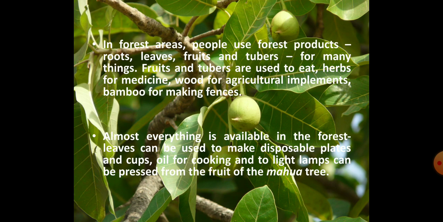Leaves stitched together make plates and cups, and oil for cooking and to light lamps can be pressed from the fruit of the mahua tree. You can see the mahua fruit in the background.